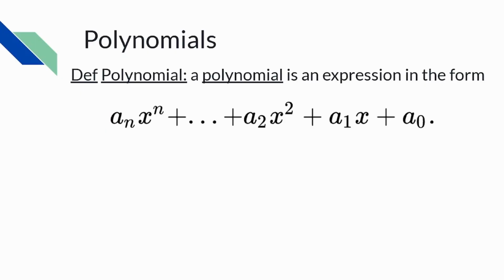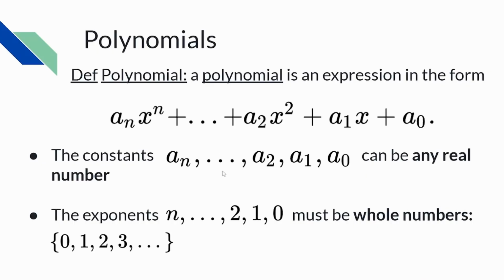First off, we want to define what a polynomial is. It's a special type of algebraic expression. Namely, it's an expression in this form right here. Okay? This looks pretty confusing and messy right now, so let's break it down piece by piece and uncover what's really going on with polynomials.